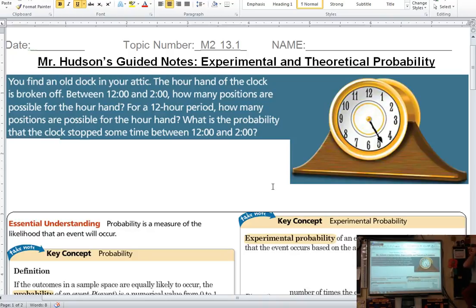Lynn, did you have a question? Somebody had a hand up. Yeah. So between 12 and 2, wouldn't there be 3 positions available, assuming that it lands on the perfect number? So you're thinking at noon, at 1, and at 2, right? Yeah. Well, I mean, technically it could be in any spot, but I'm assuming we're not talking about that.